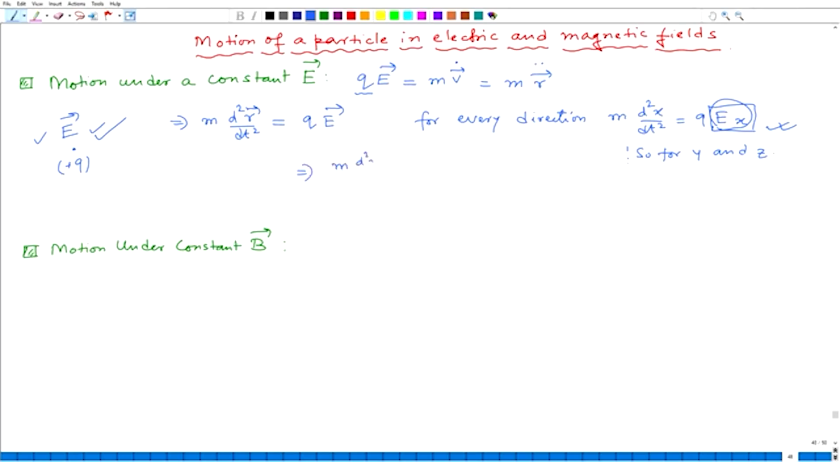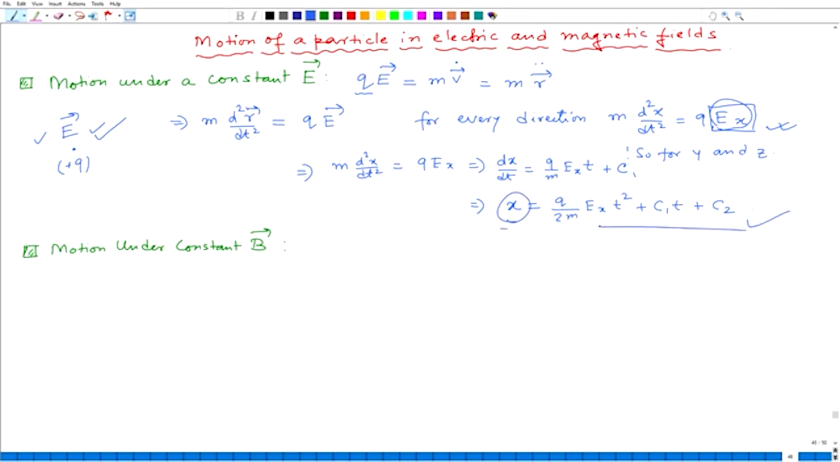So that is why this is constant, and if this is constant, I know how to write the equation. That is m d2x/dt2 = qEx, and then dx/dt will simply be equal to (q/m)Ex t plus some constant of integration C1, and then finally x will be equal to (q/2m)Ex t² + C1 t + C2. So once again, the displacement in a single direction, for example the x direction, will be a parabolic function of time. This type of problem we have discussed much earlier, and it will be a case of uniform acceleration, given the particle is not changing its mass by any complicated process.